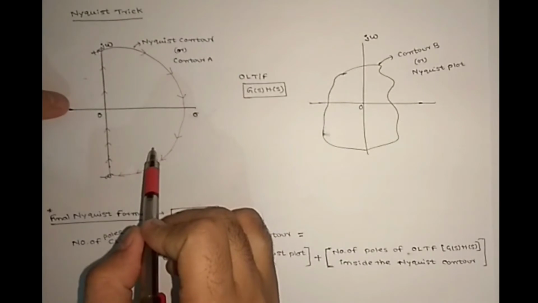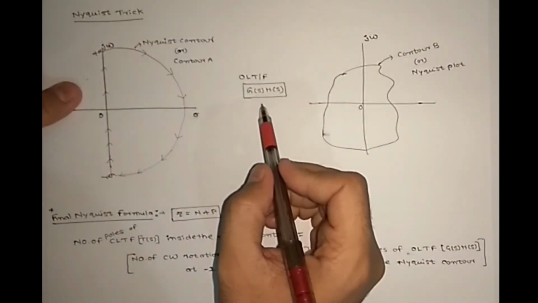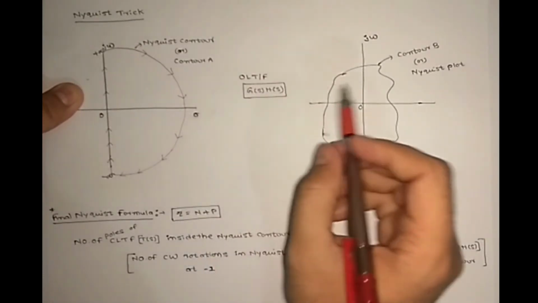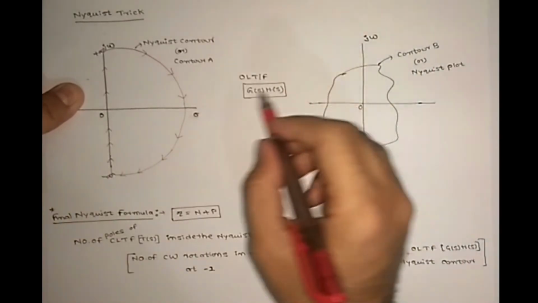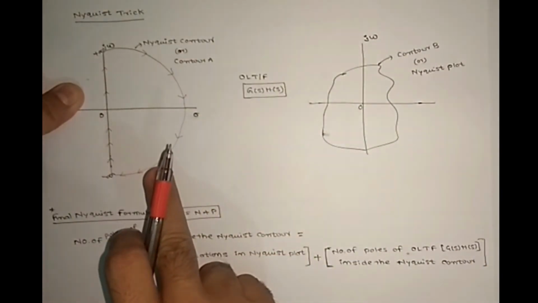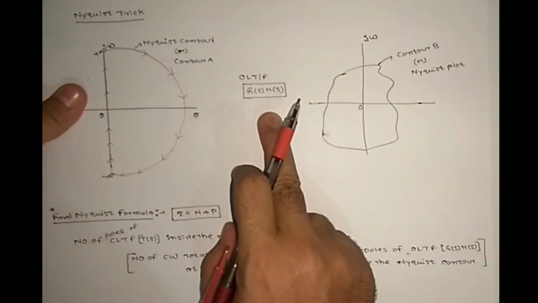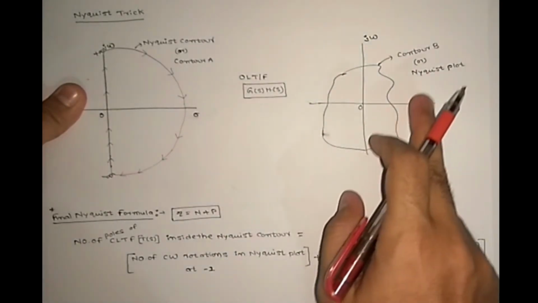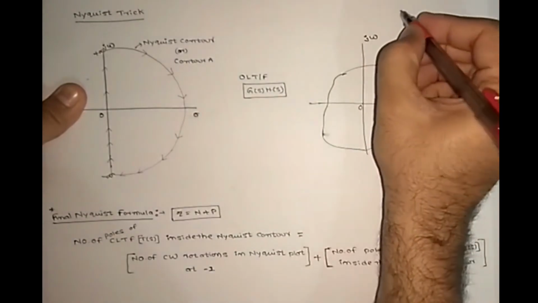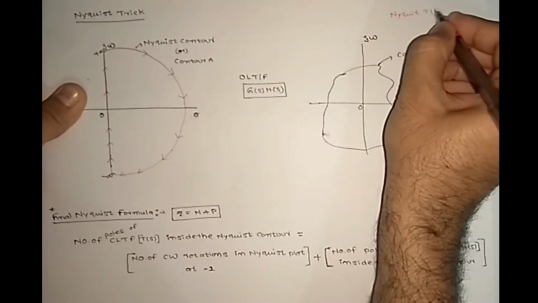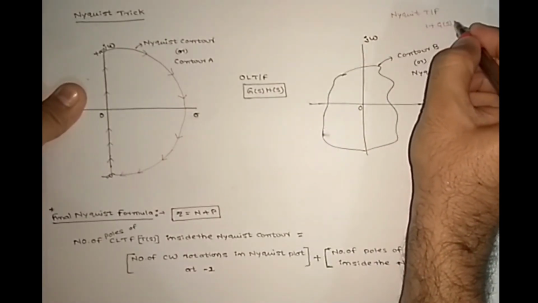But what Nyquist did was, he took the Nyquist contour as it is. Instead of the Nyquist transfer function, he took the open loop transfer function. For this open loop transfer function, he will draw the Nyquist plot or contour B. That means the Nyquist contour or contour A is mapped by using the open loop transfer function. Okay, so you will get contour B, right? The Nyquist plot. So here, actually, the Nyquist transfer function is 1 plus G(s)H(s).